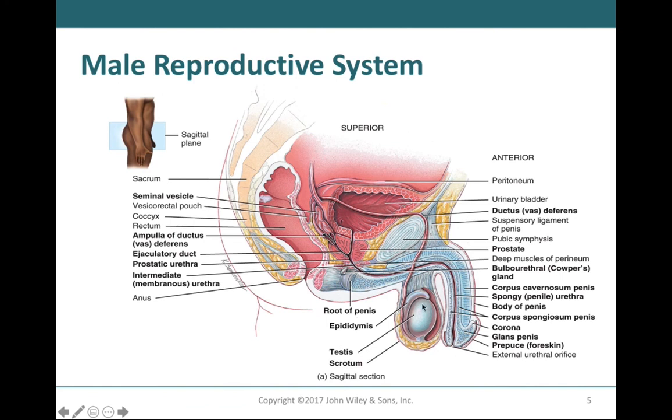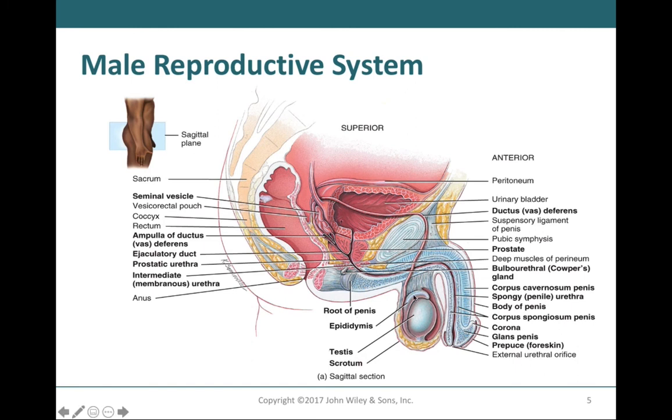The testes will be found right here within this sac of skin known as the scrotum. I'm not exactly sure where the origin comes from, but scrotum means bag. So this is the bag of skin that contains the testes. We also want to keep in mind that there are two testicles, one on the right side and one on the left side. And each testicle will serve the same function for the male reproductive system.